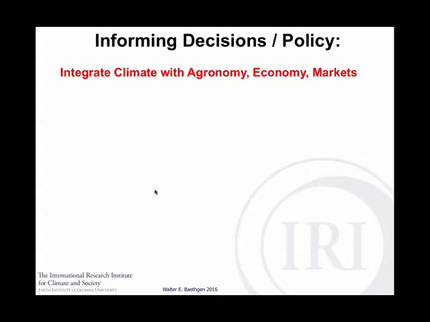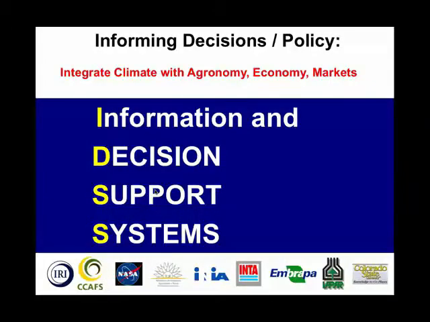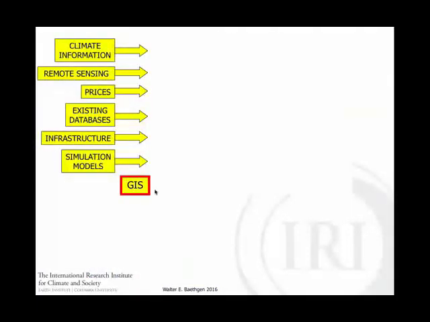How do we do that? The approach that we use, we call it IDSS, Information and Decision Support Systems. We have been working in this for at least a couple of decades with very interesting results. Now, what are these information and decision support systems? They take climate information, they take data from remote sensing on the status of the vegetation or water or soil moisture. They take economical data.